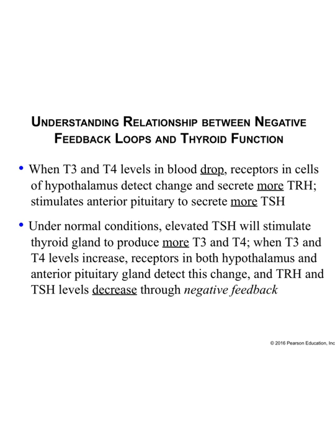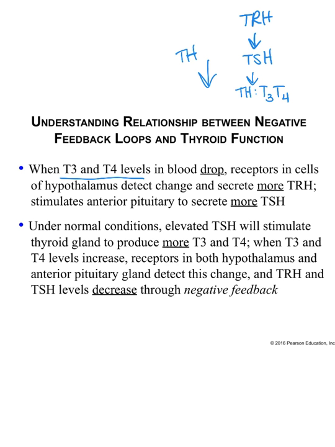Okay, so again, to understand the negative feedback of thyroid function, when T3 and T4 levels drop, the receptor cells in the hypothalamus detect the change. So how is this a negative feedback? We have T3 and T4 dropping. I'm just going to write TH. The hypothalamus detects that, and it's going to make more TRH, which stimulates the anterior pituitary to make more TSH, which is going to stimulate the thyroid gland to make more thyroid hormone, including T3 and T4.